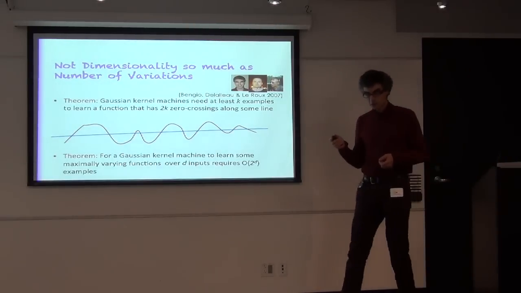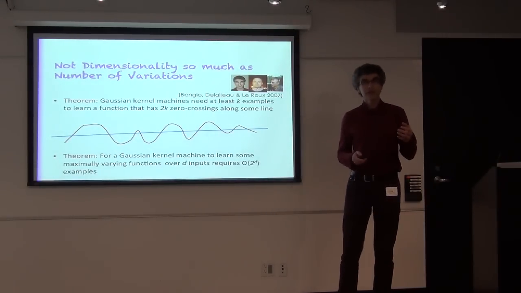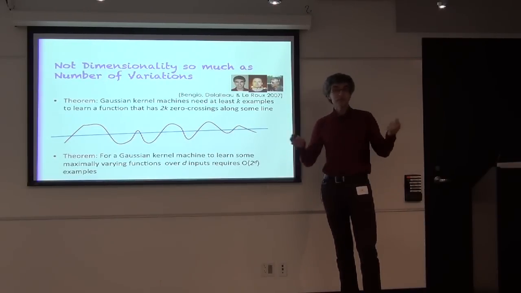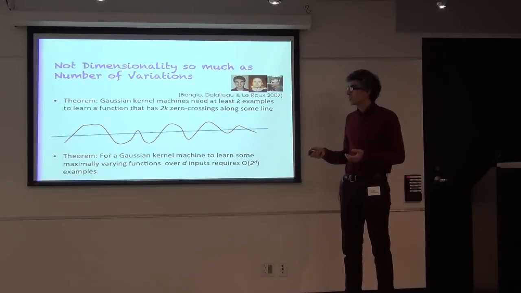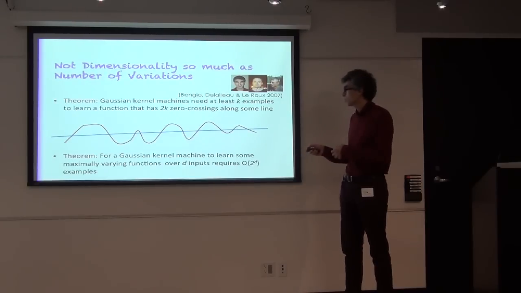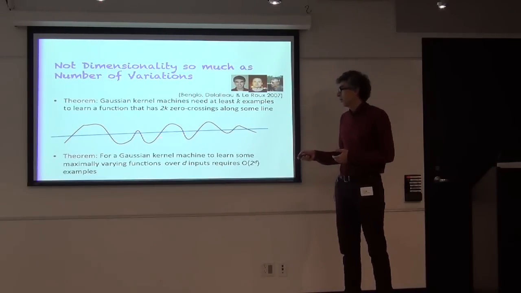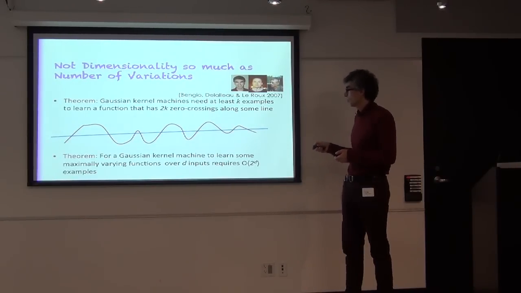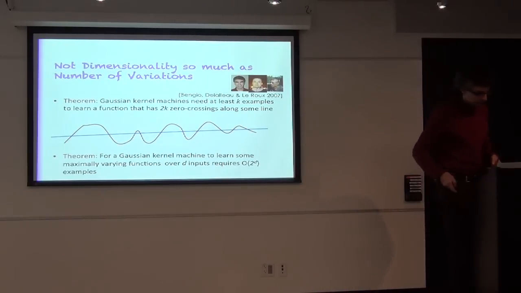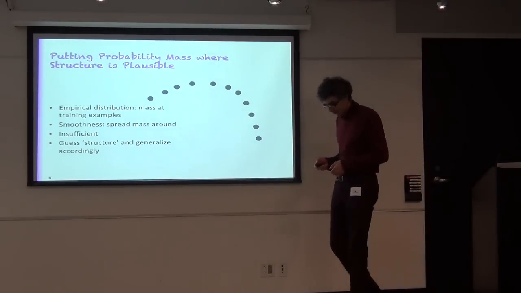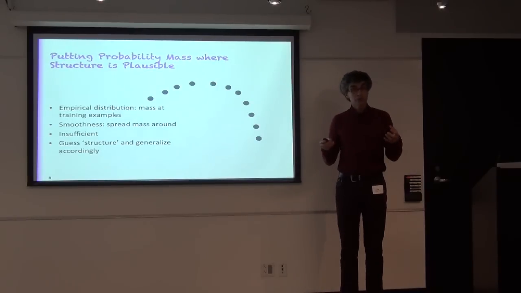One thing about the curse of dimensionality is I don't like the name, because it's not really about dimensionality. You can have many dimensions but have a very simple function. What really matters is how many variations the function has, how many ups and downs. So we actually had some theoretical results that the number of examples you would need, if you were only relying on this smoothness assumption, is essentially linear in the number of ups and downs of the function you want to learn.